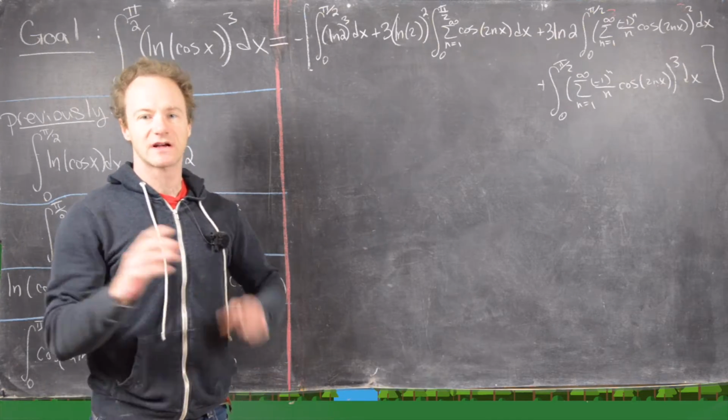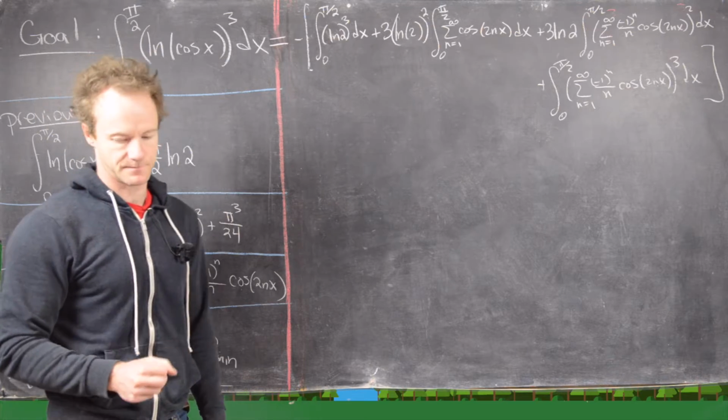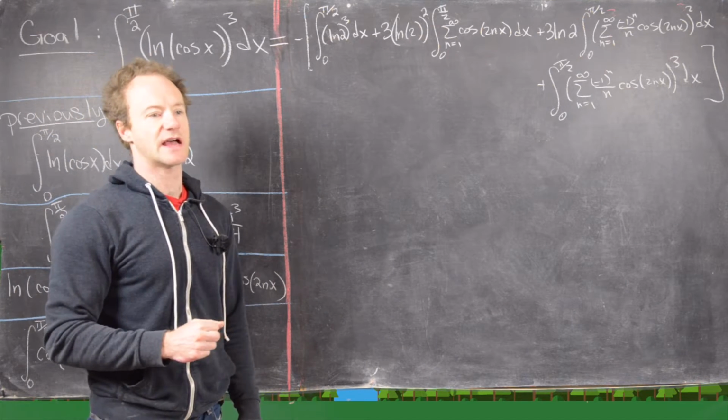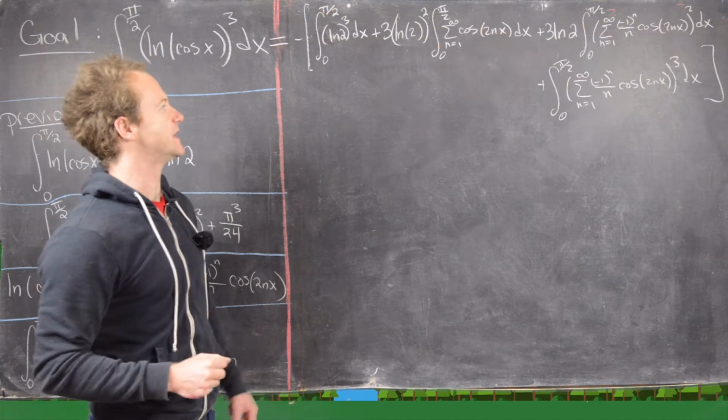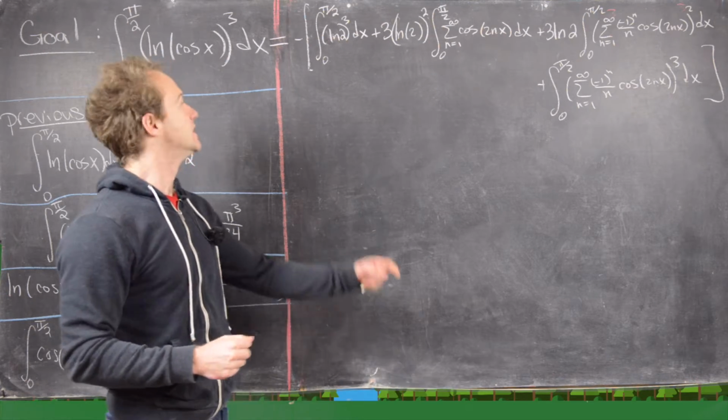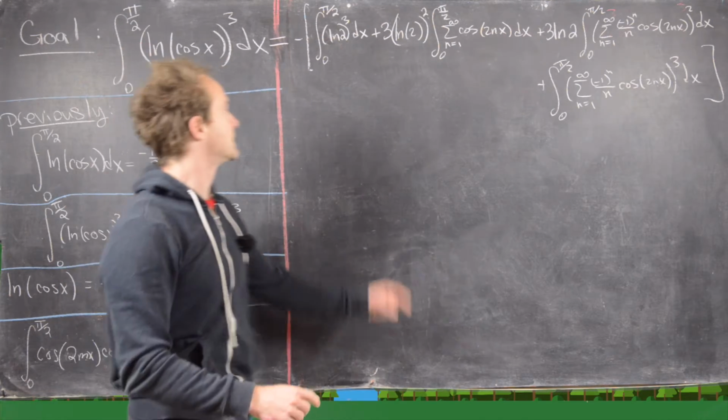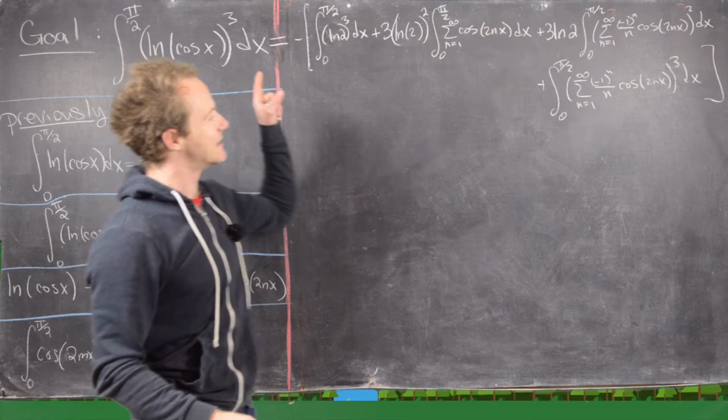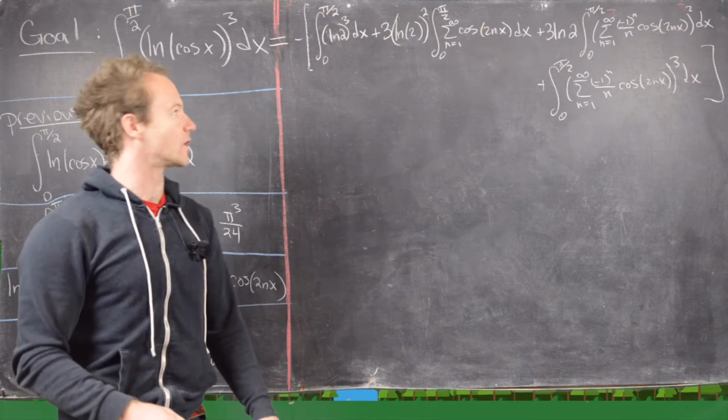Okay, so I've cleaned everything up. I've made everything as compressed as possible. I've put everything at the top, and this is what we have. So we have our goal integral is going to be equal to negative the sum of these 4 integrals.